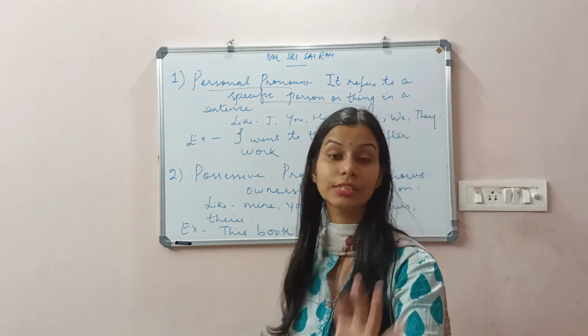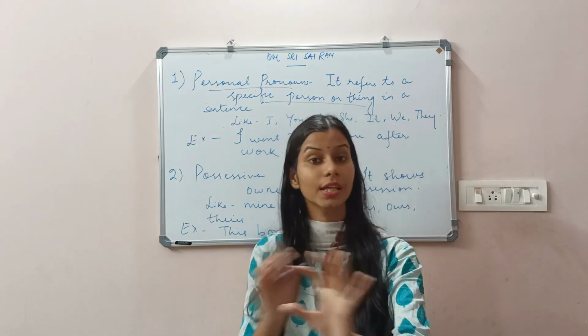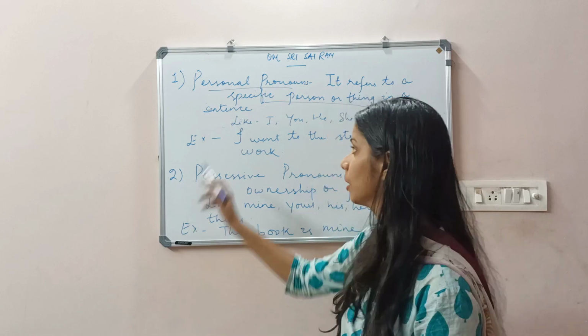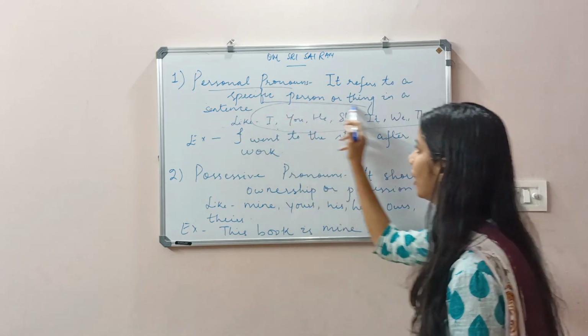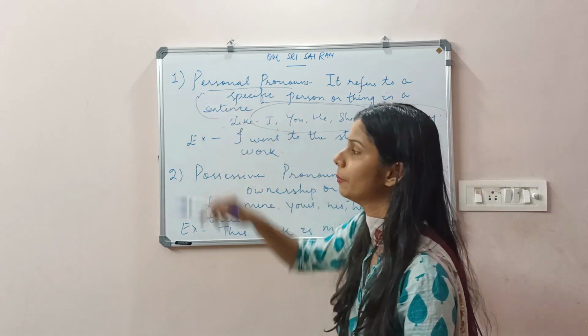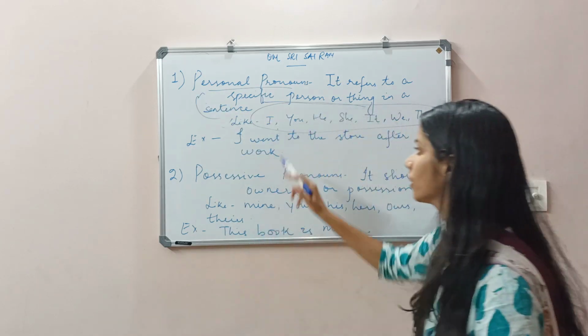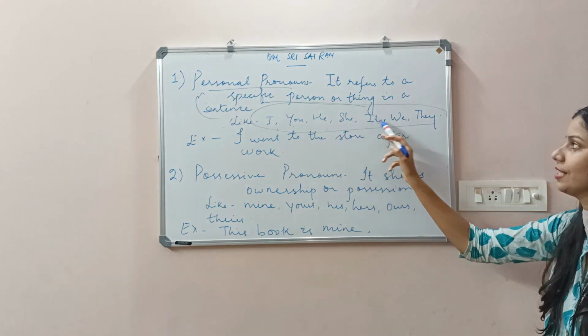Personal pronouns denote a specific person or a thing in a particular sentence. For example, we have I, you, he, she, it, we, they. These types of words denote the personal pronouns. Who are the personal pronouns? I, you, he, she, it, we, they.